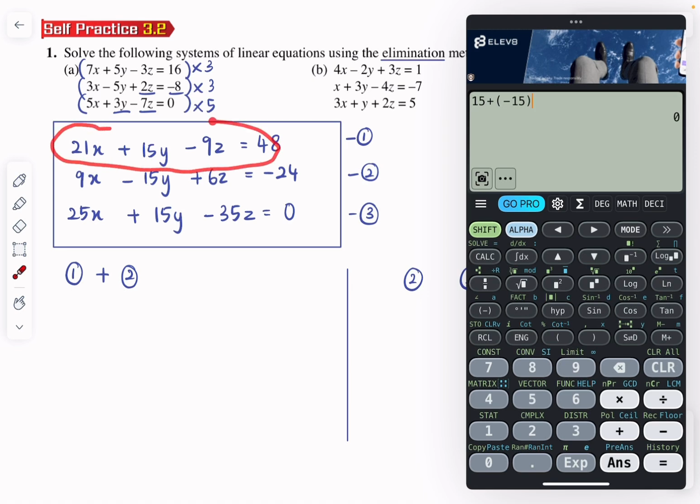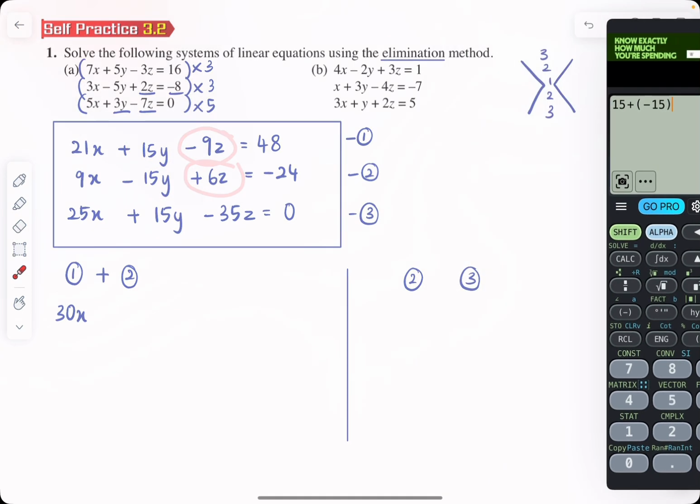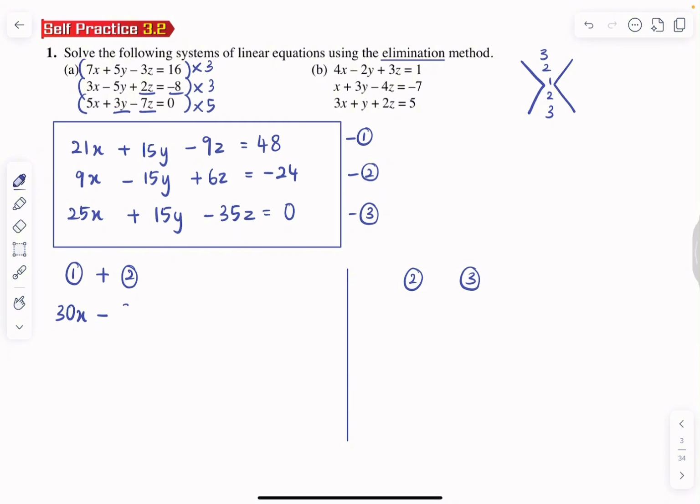Okay, this one plus this one. 21x plus 9 will give us 30x. 15 minus 15 is 0, eliminated already. Negative 9 plus 6 will give us negative 3z. And then 48 plus negative 24 is 24. Okay, done. So this will be our fourth equation.